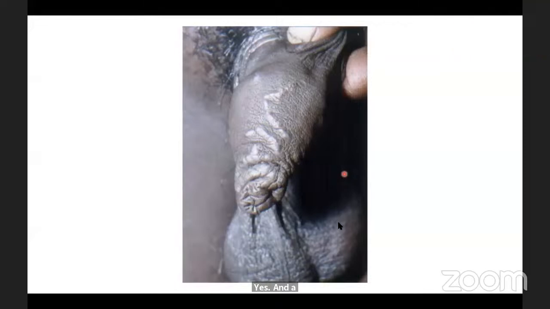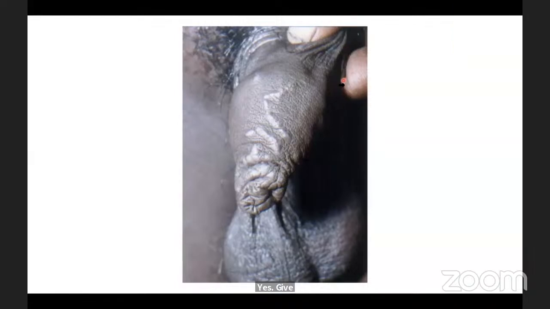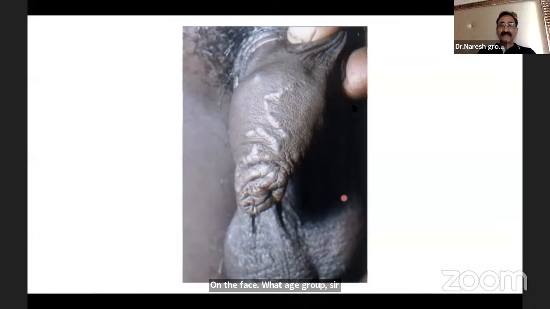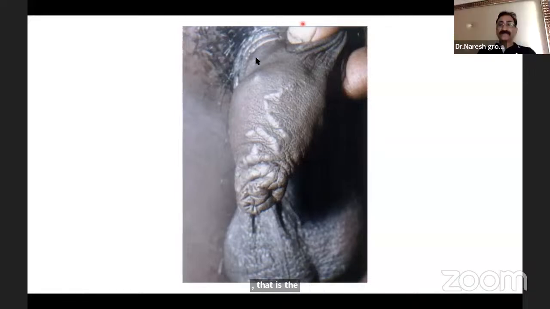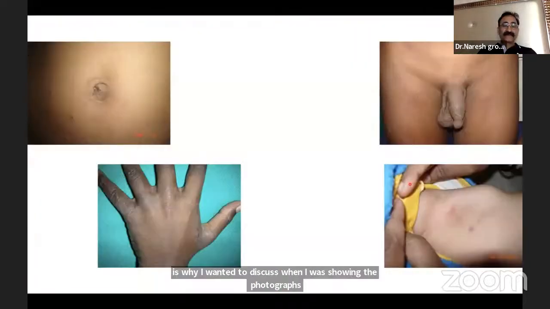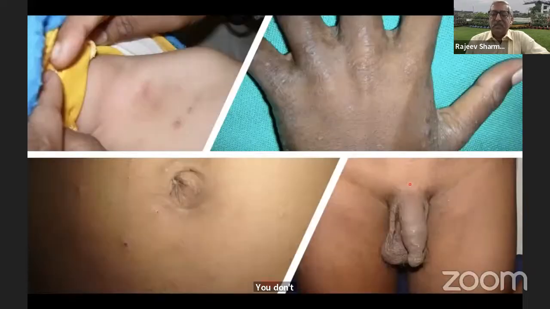There are some lesions on the face. Scabies lesions that we notice are on the face. Then what age group, sir? Infant, below 1 year. That is the point I was trying to come to, which is why I wanted to discuss when I was showing the photographs. See, if you have an infant, you don't have to apply only below the neck. It will never work. Children less than 1 year of age will always have the face and even the scalp involved. So in them, you have to apply it from head to toe.